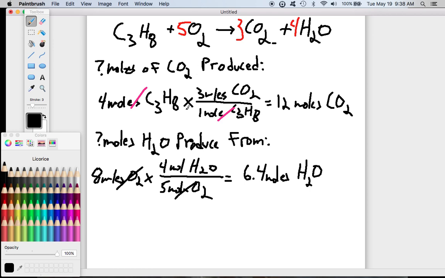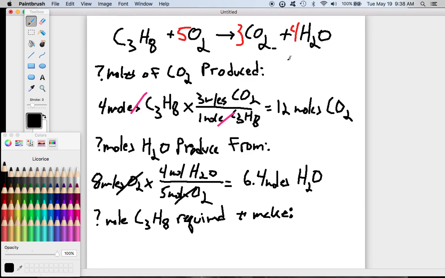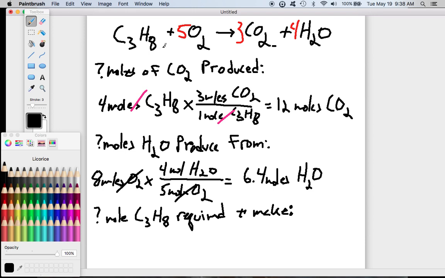All right, I got another one for you. Last one. How many moles of propane are required to make, okay, I got some propane, I'm going to make one of these things. I'm going to try and make some CO2. I'm going to make 14 moles of CO2.